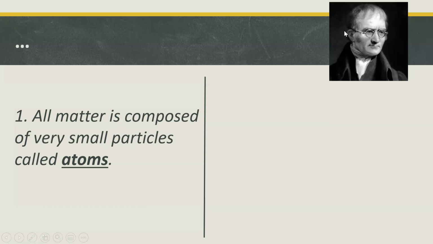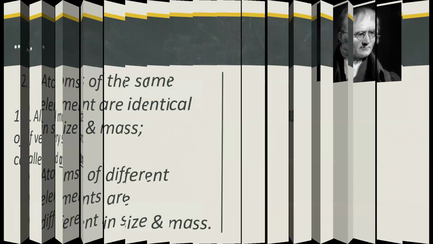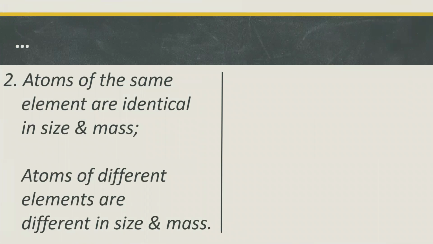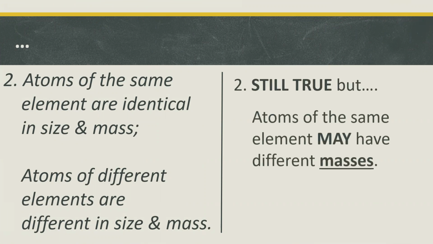So comparing John Dalton's theory on the left, which I've italicized, to our modern day theory on the right. This is still true. All matter is composed of small particles called atoms. So he was correct there. We know more about the atom than we did in his time, but he was on the right track. All right. His second point was about identical elements having the same size and mass, different elements having different size and mass. It is still true, but we know now that atoms of the same element may have different masses. The second part is still true, but the first part is a little bit iffy, and those are called isotopes, which we'll talk about later in the chapter.